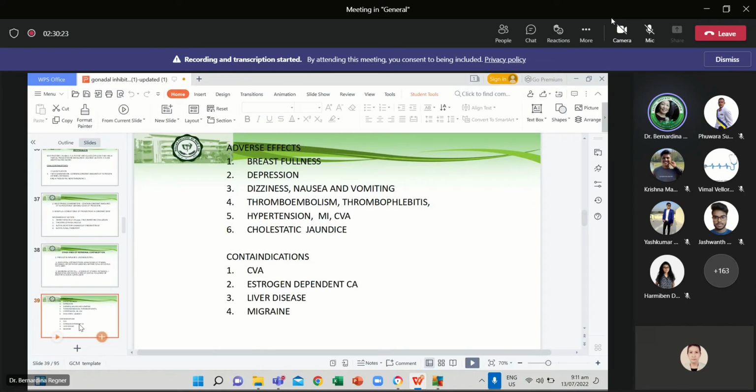Okay, adverse effects: restlessness, depression, dizziness, thromboembolism, thrombophlebitis, hypertension, myocardial infarction, CVA, cholestatic jaundice. Contraindications: CVA, estrogen-dependent cancer, liver disease, and migraine.